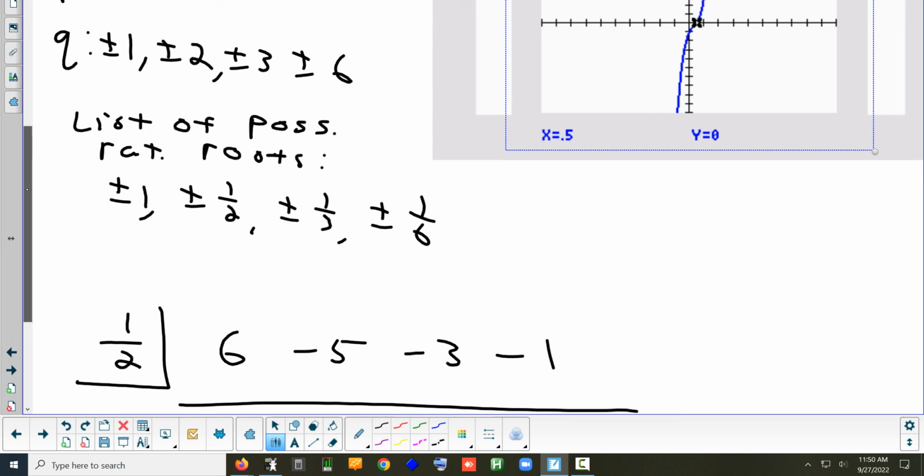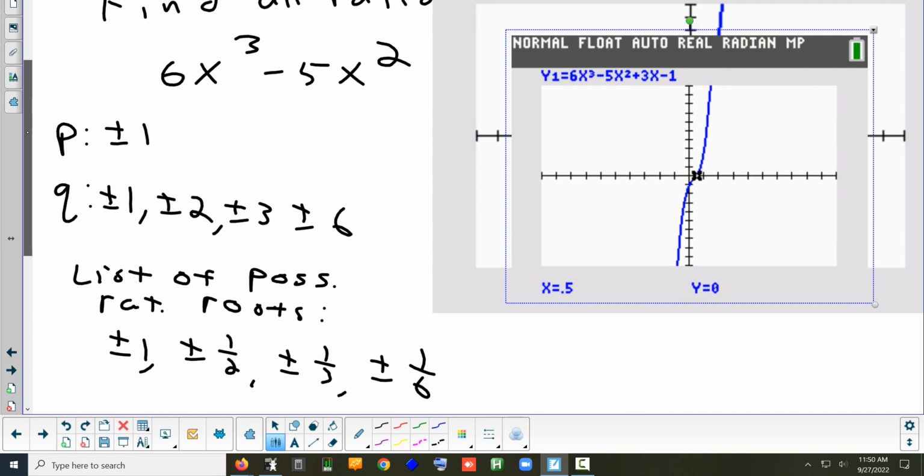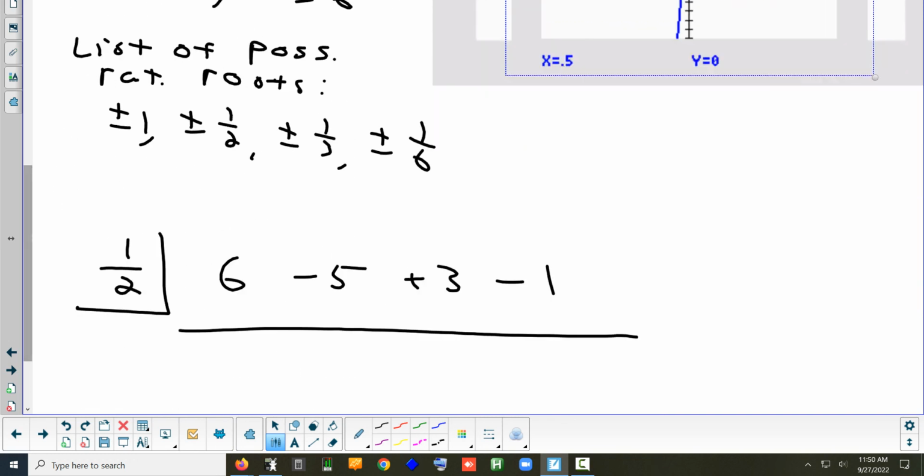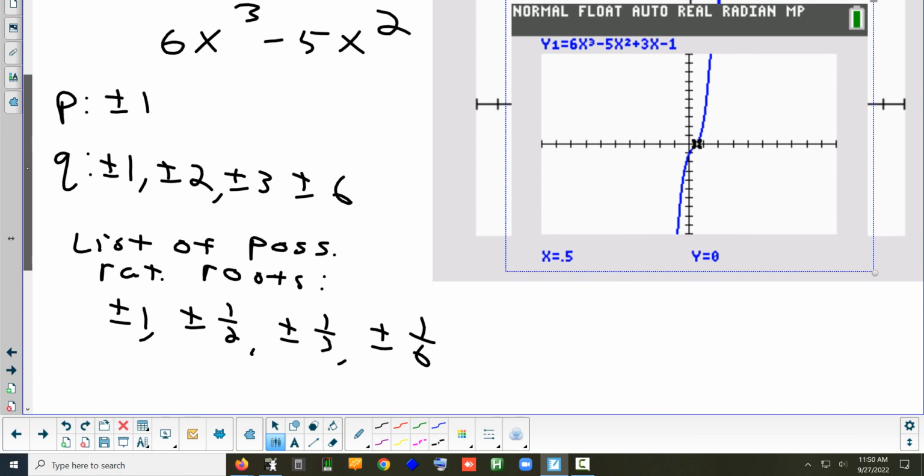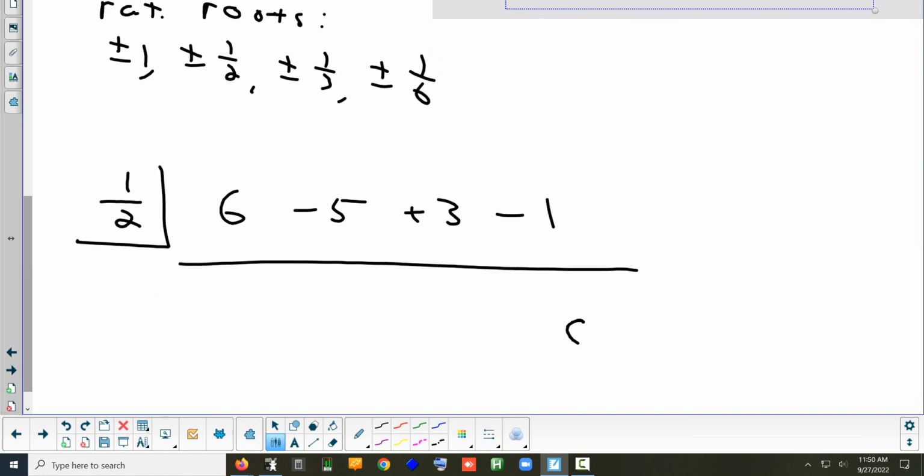And what do we already know the remainder is going to be? Yeah, 6, negative 5, positive 3, negative 1. That's why I was double checking it. So let's hope that happens. What's half of 6? And negative 5 plus 3? Half of negative 2? 3 plus negative 1? And half of 2? Add them up. Perfect. All right, so we've proved that 1/2 is a root.